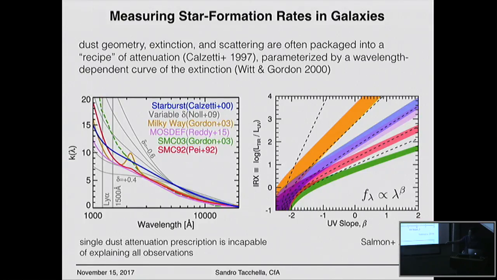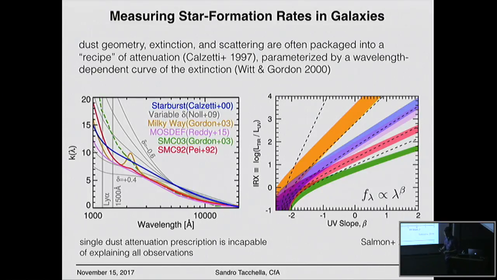This is just a wavelength-dependent recipe to convert, or to correct, for dust attenuation. And you have to imagine this encapsulates all kinds of weird effects, such as dust geometry, so how the stars and the gas are distributed in the system, as well as the extinction law itself and scattering. So we encapsulate everything in this simple law.